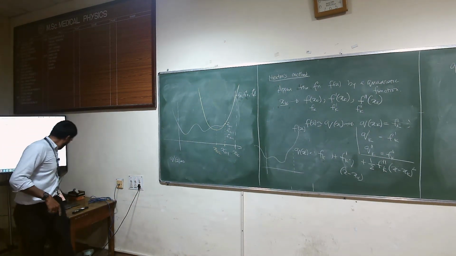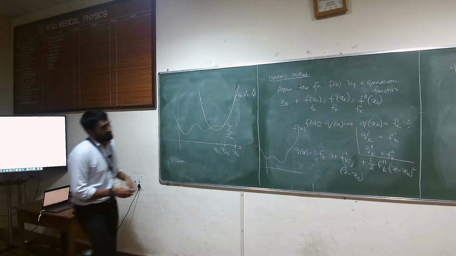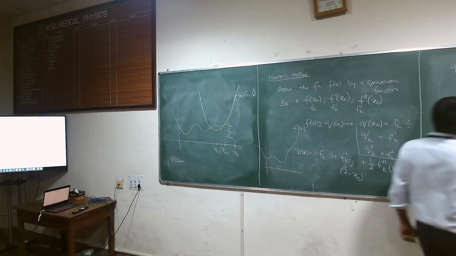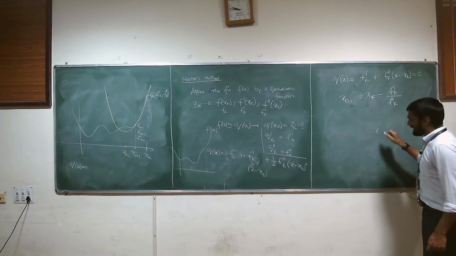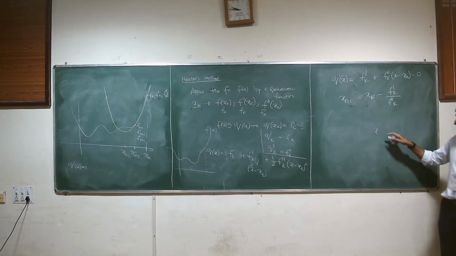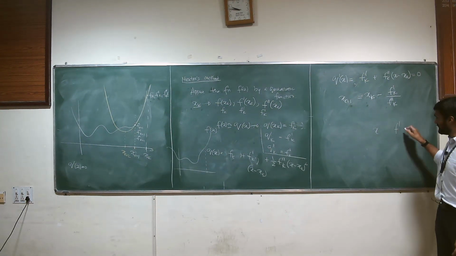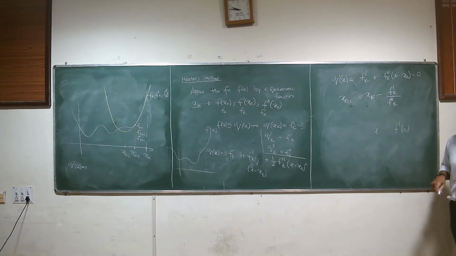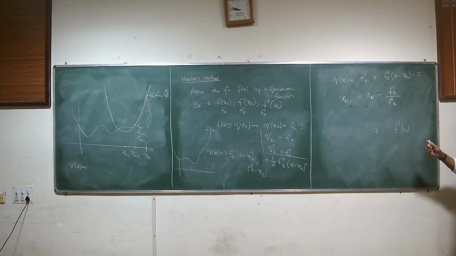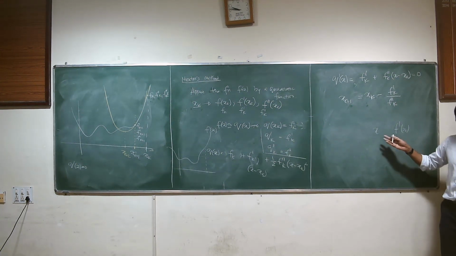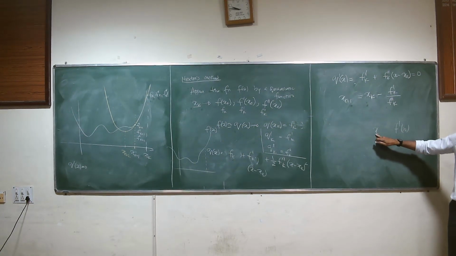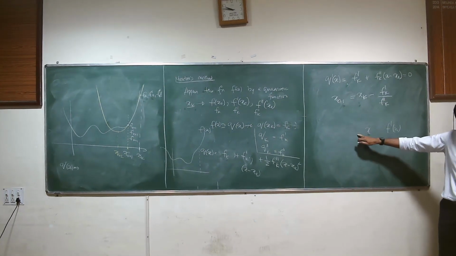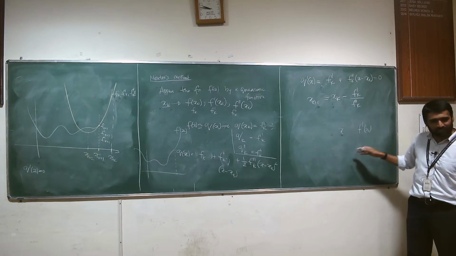Where did I keep it? Yeah, here. Or here. Let's say you are at a point x, and you know the derivative of this function at this point x. Okay. In what direction do you have to move to find a new value of x, such that the value of the function at the new value is lower than your current value?